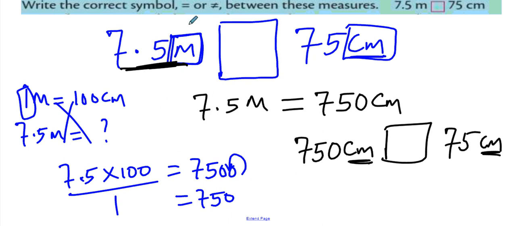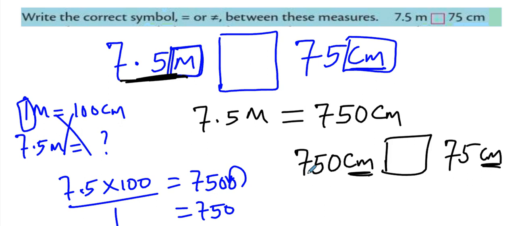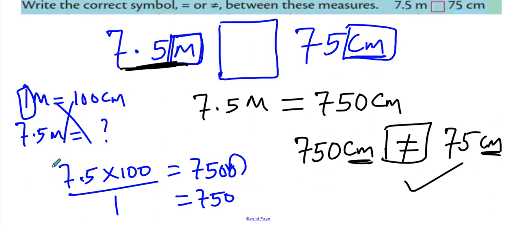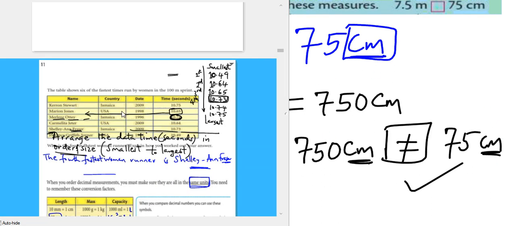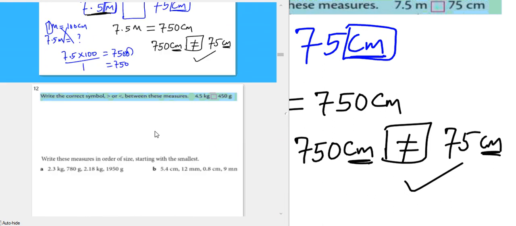Now the question is, write the correct symbol. Now we find that 750 centimeter is not equal to 75 centimeters. So we are done. All right, let me go to the next page.